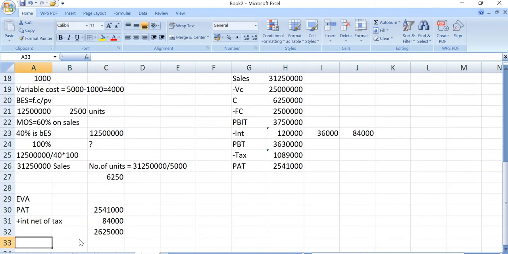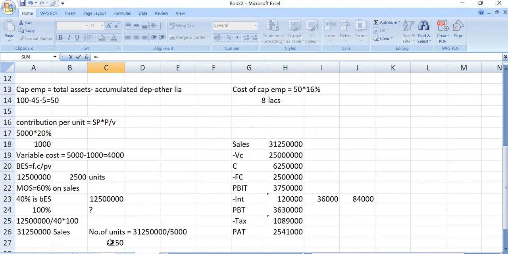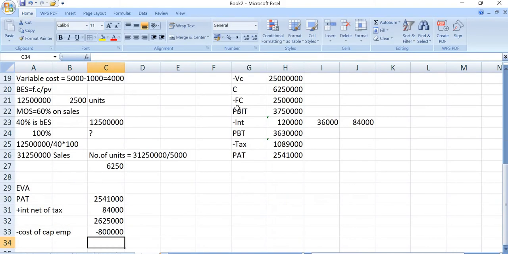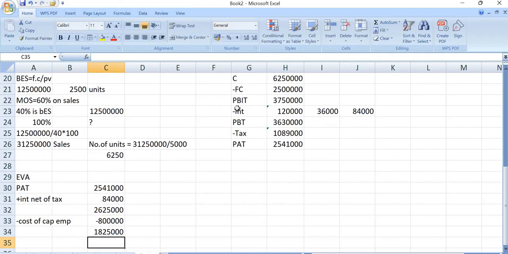Here less cost of capital employed. This one we already calculated, that is 8 lakhs. So 18,25,000 will be my EVA. Hope this is clear. So let's move on to the next one.